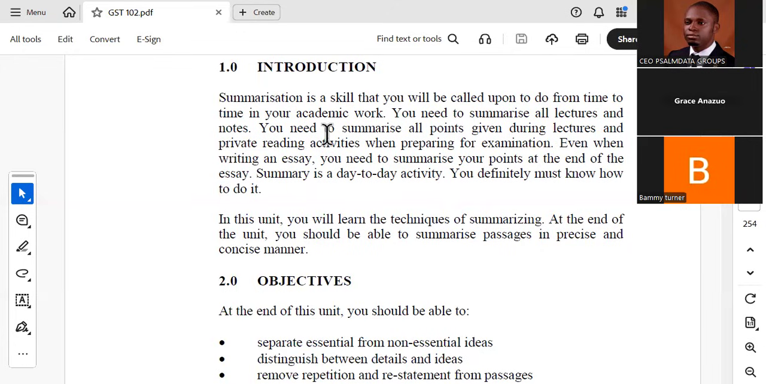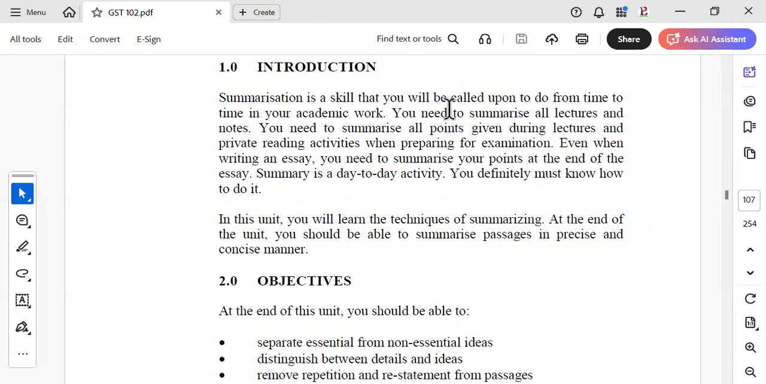So summarization is a skill that you will be called upon to do from time to time in your academic work. You need to summarize all lectures and notes. You need to summarize all points given during lectures and private reading activities when preparing for examination. Even when writing an essay, you need to summarize your point at the end of the essay. Now, summary is a day-to-day activity. You definitely must know how to do it.